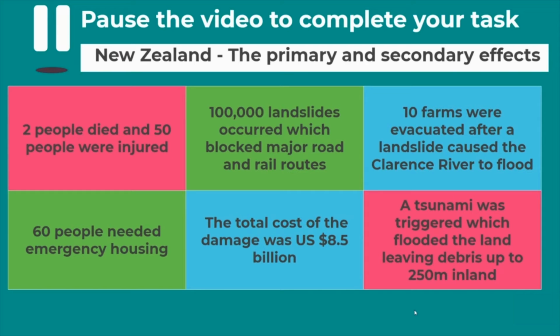100,000 landslides occurred, which blocked major road and rail routes. 10 farms were evacuated after a landslide caused the Clarence River to flood. 60 people needed emergency housing. The total cost of the damage was US dollars 8.5 billion. And a tsunami was triggered, which flooded the land, leaving debris up to 250 meters inland.